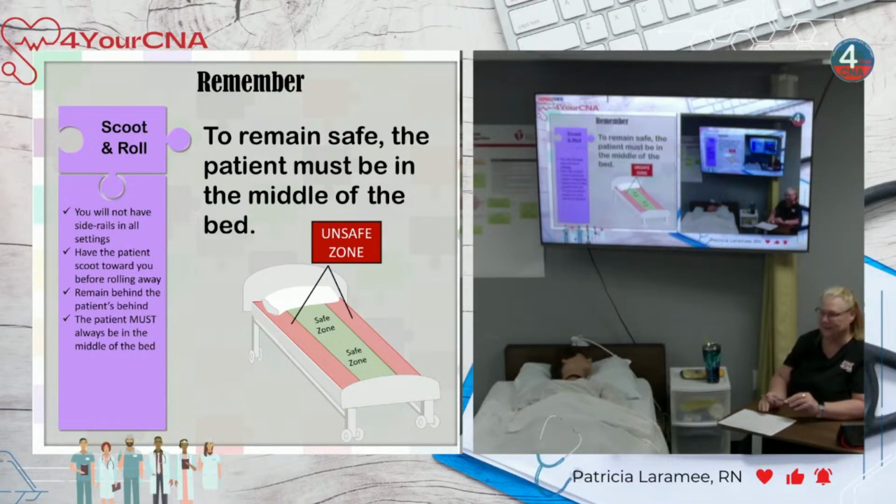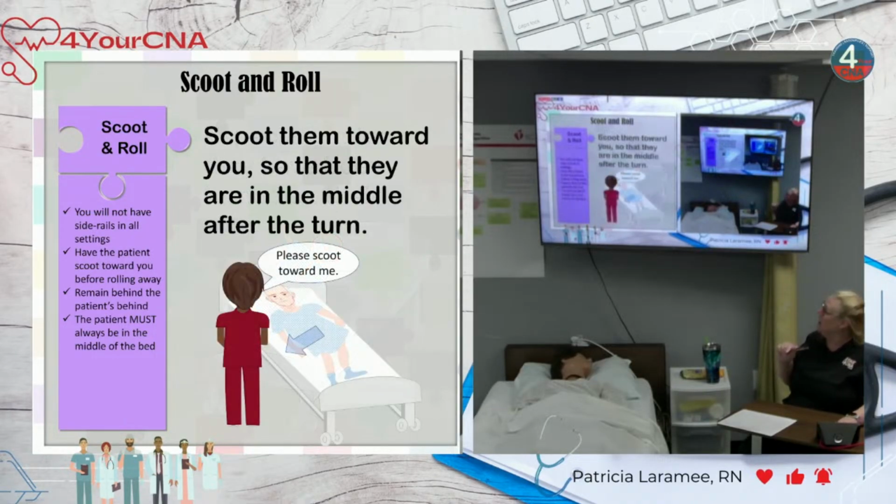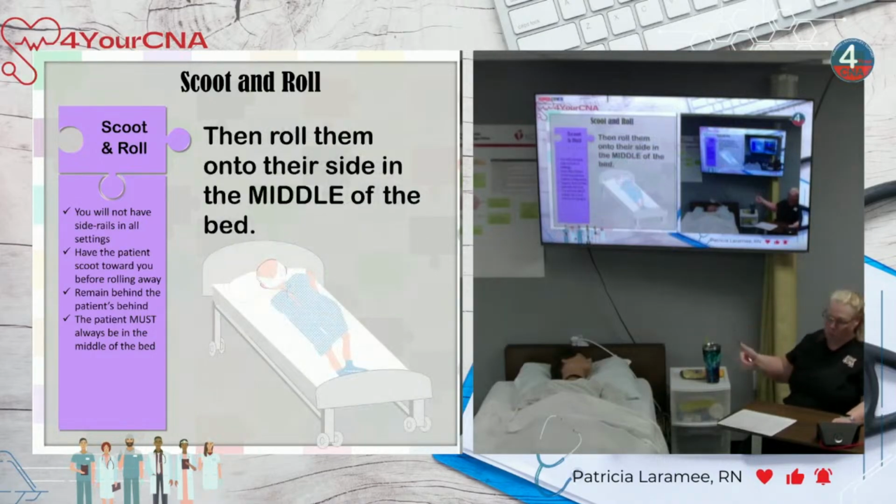Follow the care plan. Good? Good. All right. So we remember that the patient always has to be in the middle of the bed. If we're going to change their position, that means that we're going to scoot them toward us first and then roll them away from us, making sure they're in the center of the bed. They're not near the edge. So scoot them toward us and then roll them away from us so that they're in the middle of the bed after the turn.